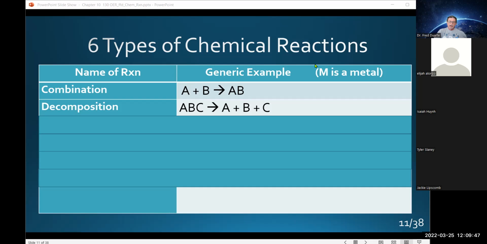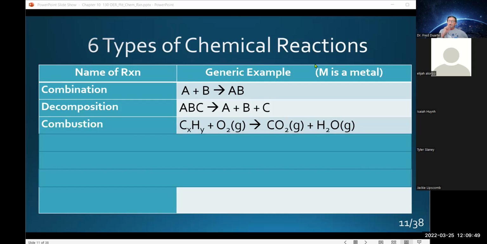All right, the next type of reaction is a combustion reaction. We're all familiar with this. If you used your vehicle to go someplace today, your engine underwent a combustion reaction. The combustion reaction we're going to work with in Chem 130 is the combustion of what we call hydrocarbons.